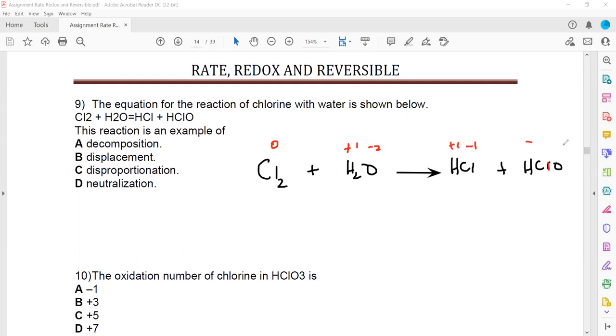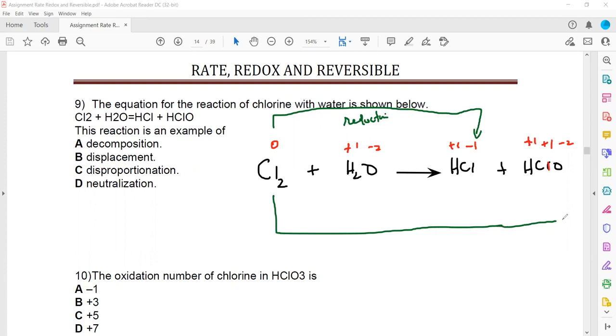In HClO, the oxygen is -2 and hydrogen is +1, so chlorine should be +1 because the overall compound is neutral. So when we check the changes for chlorine, chlorine was originally 0, it turned into -1. If 0 turned into -1, this change is reduction. And for the other one, chlorine is 0, it turned into +1. If 0 turned to +1, that is oxidation. This same element, chlorine, is oxidized in one of the products and reduced in the second. That's why C is the right answer. Is this question clear?